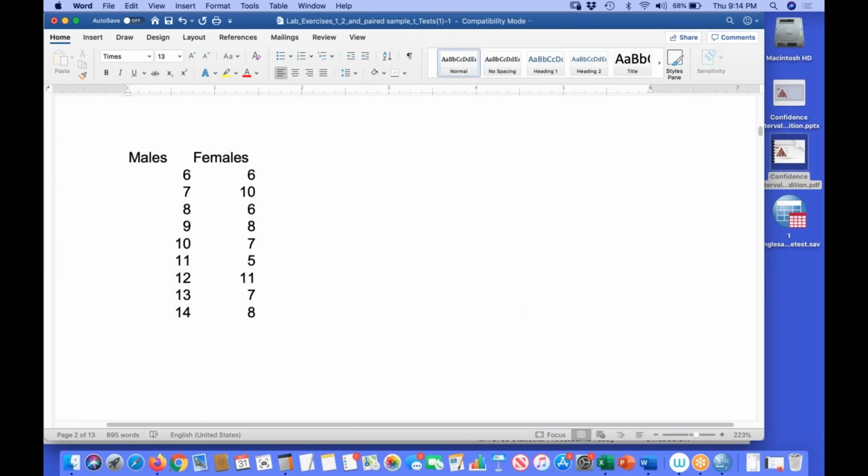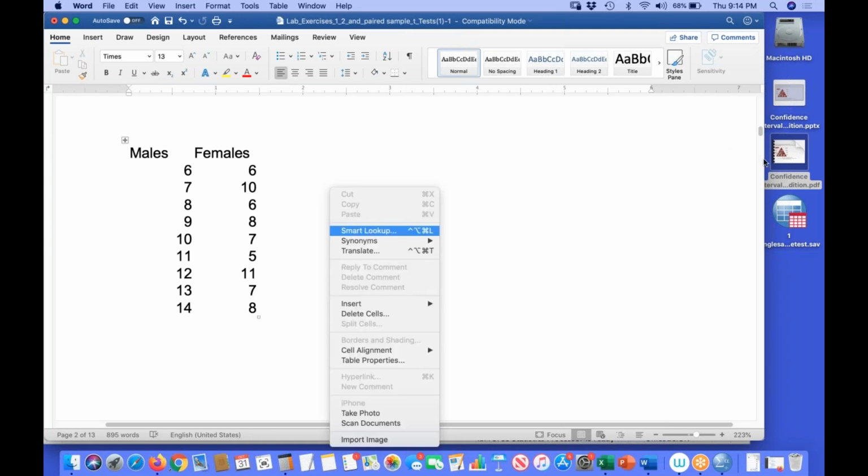Well, now look at this. We have two samples here. I don't know the standard deviation for either population, the population of males or the population of females, and I want to compare the two means. So let's start off doing this the right way.